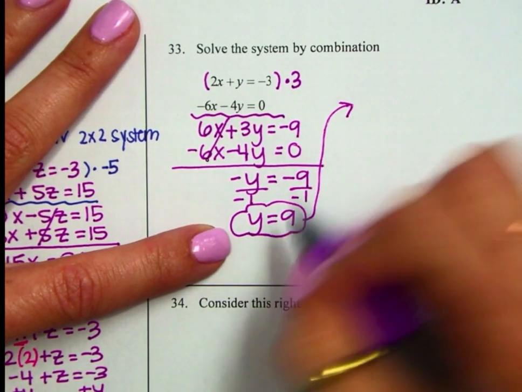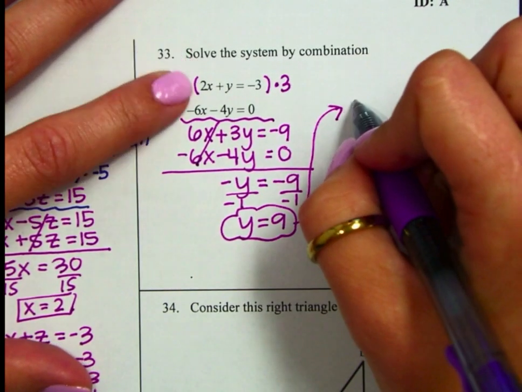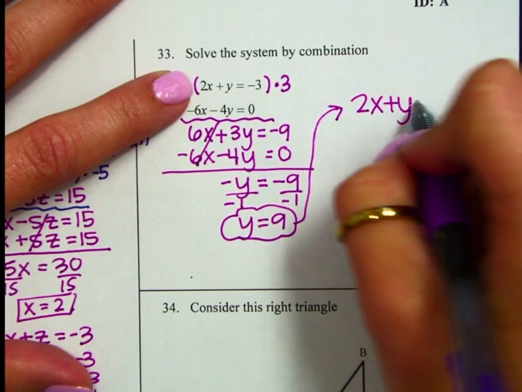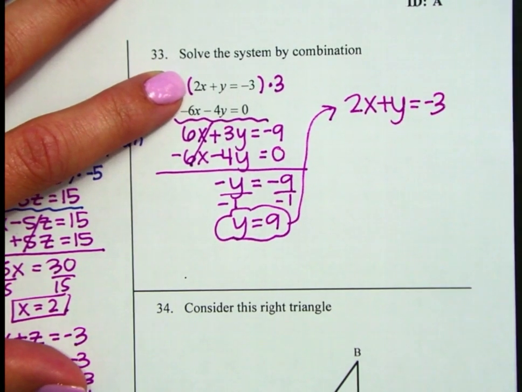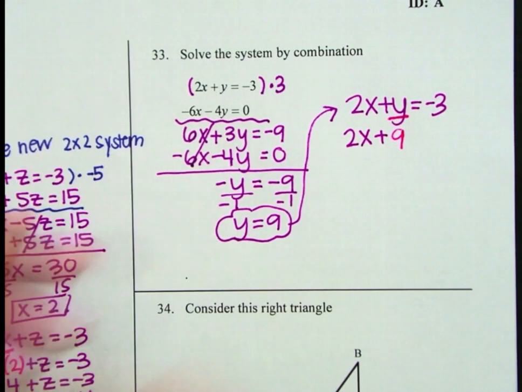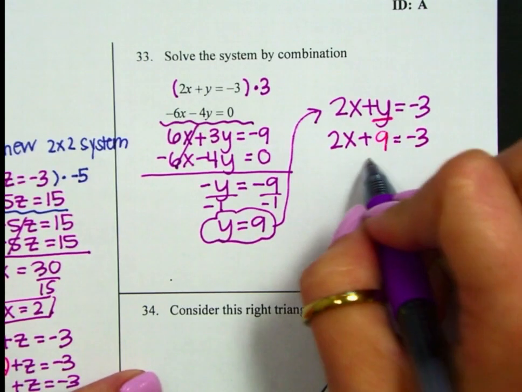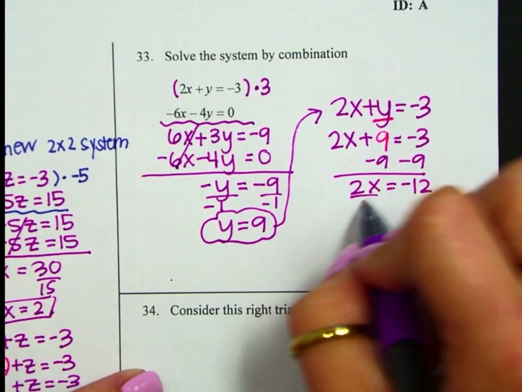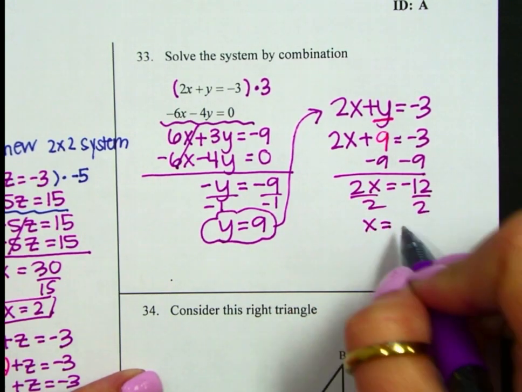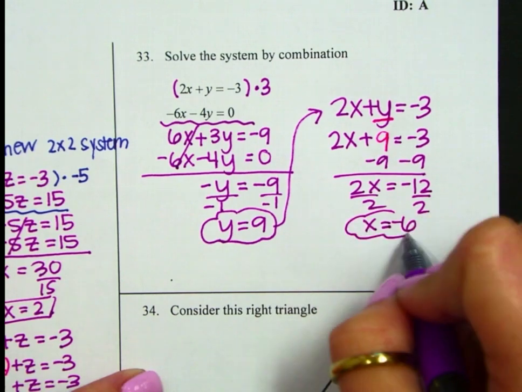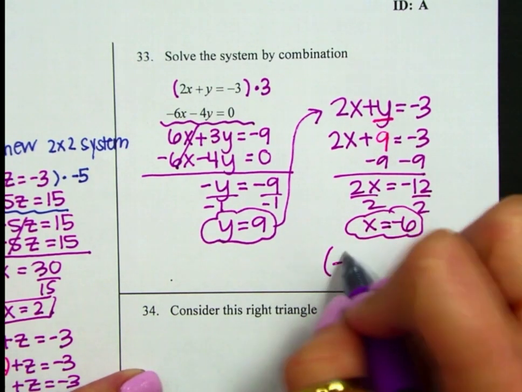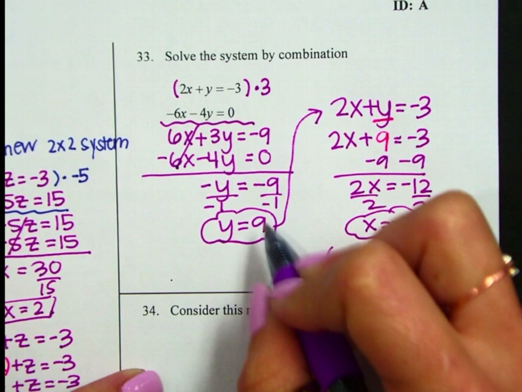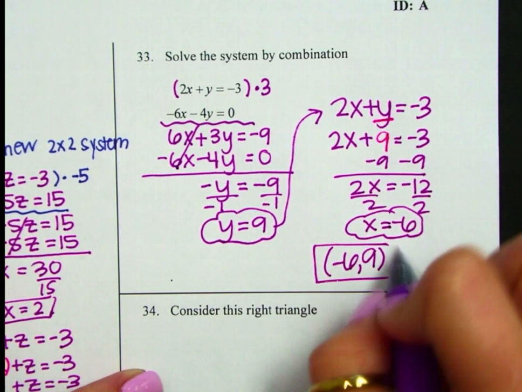So I'm going to take y and plug it into one of my original equations. I'll pick the top equation, and we're going to plug in y equals 9 right here. So it's 2x plus 9 is equal to negative 3, and then we solve. And x is equal to negative 6, okay? So we want to write our answer always as a coordinate, so negative 6, comma 9.